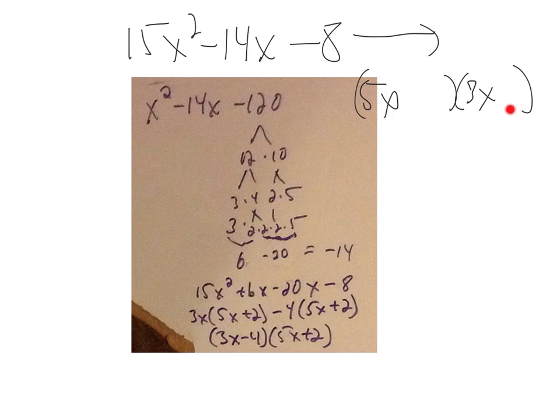Putting the 4 here and putting the 2 here. Let me write that out so I know what the heck I'm talking about. 4 and 2 is 8. That will give me 20. That will give me 6. 20 minus 6 is 14.